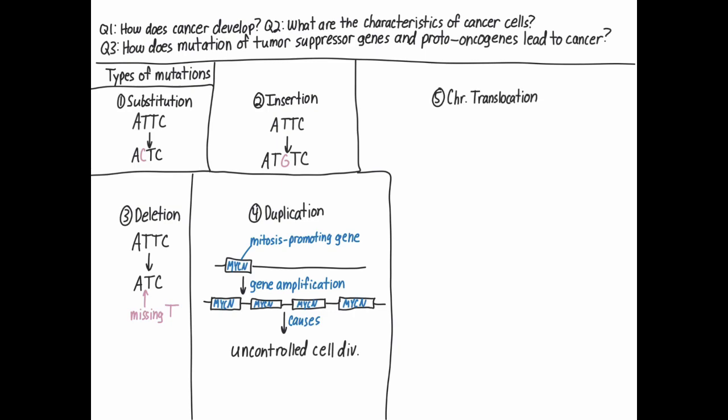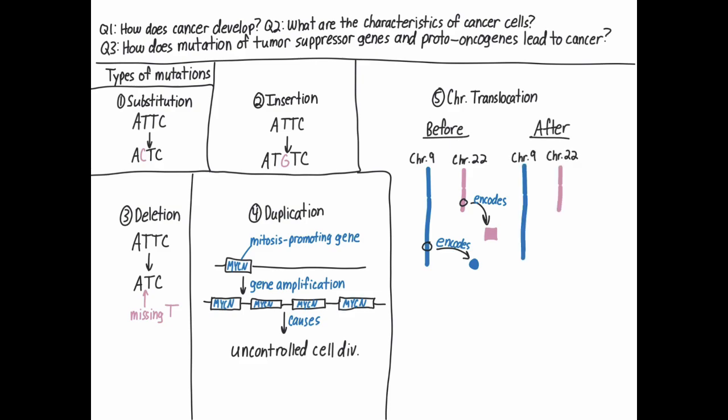A fifth type of mutation is chromosome translocation. Now, before translocation, all genes on these chromosomes encoded distinct proteins. During translocation, the DNA of each chromosome is broken and reattached to another chromosome. If the break point occurs within a gene, that gene might no longer encode a functional protein, and that would cause loss of cell cycle control.